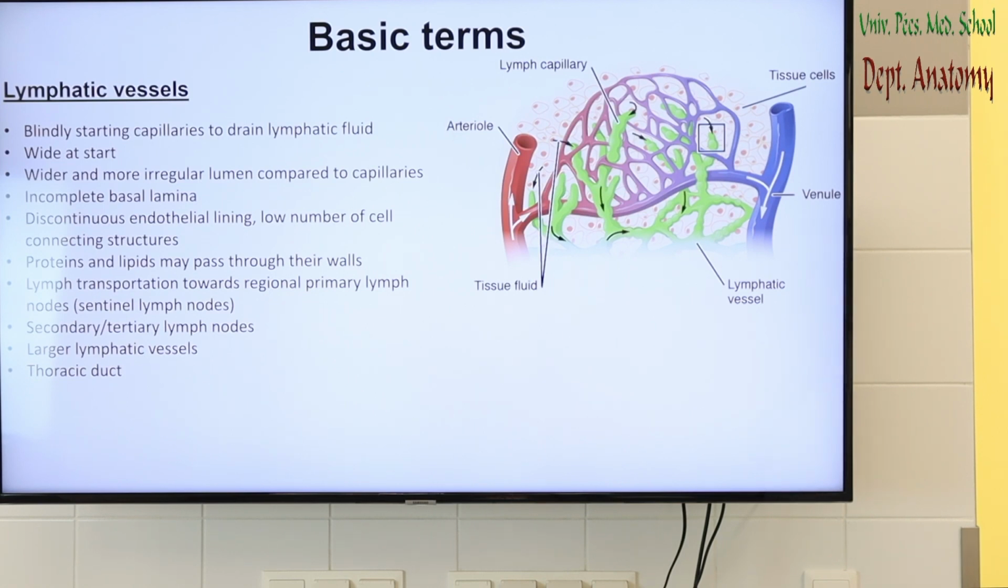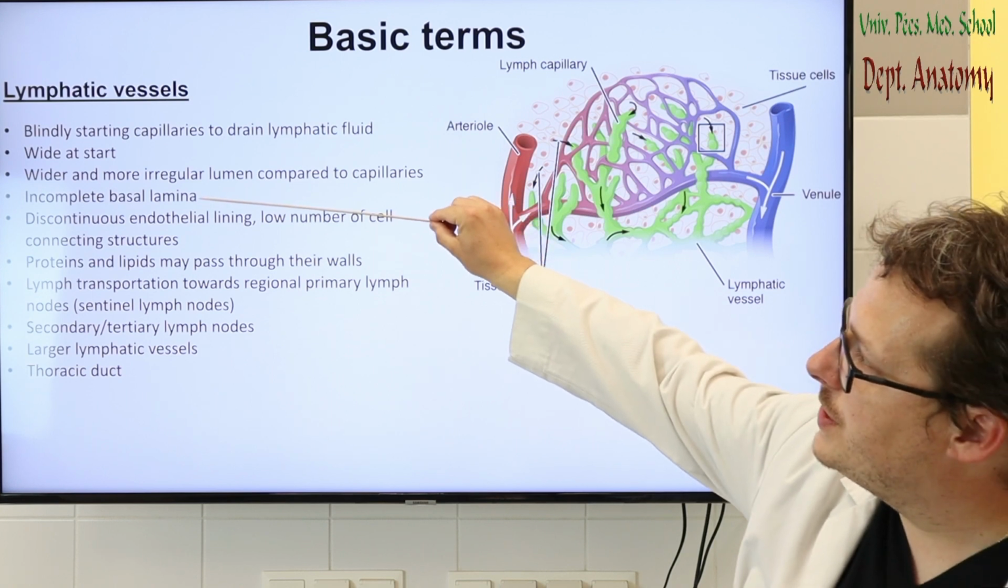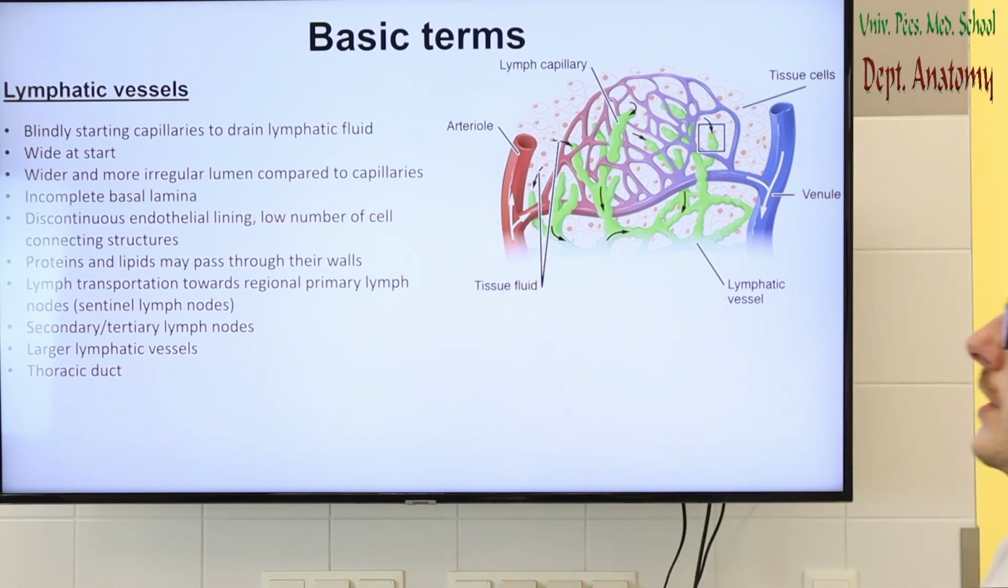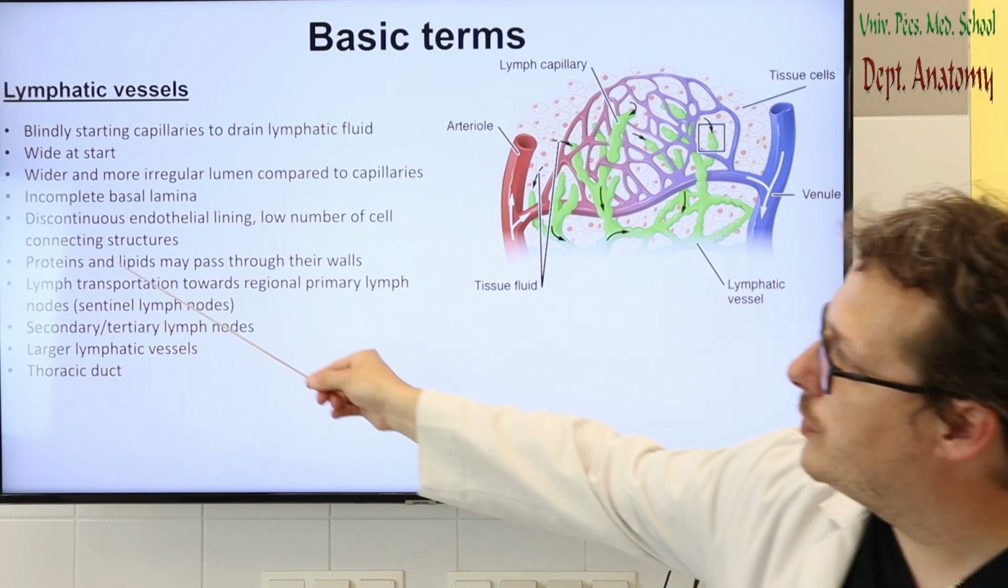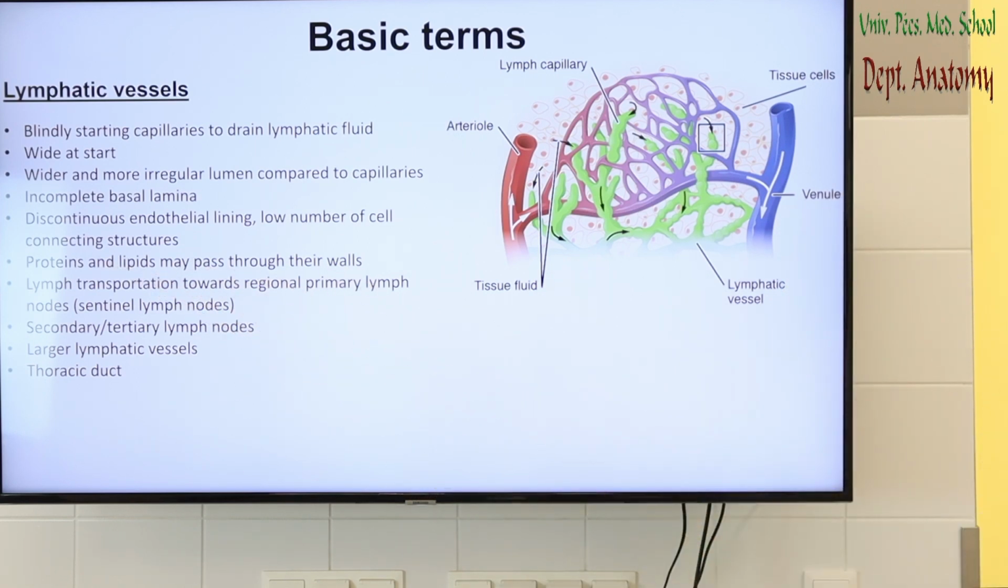The lymphatic vessels are marked here with green. You can see that they start blindly, and at the beginning you can compare them to capillaries. At the beginning, they are much larger in diameter. Their very important characteristic is the incomplete basal lamina and the discontinuous endothelial lining. This allows different structures such as proteins and lipids to pass through their walls.